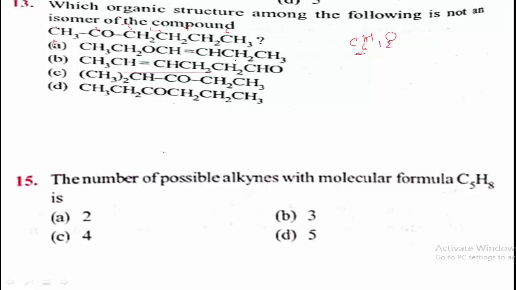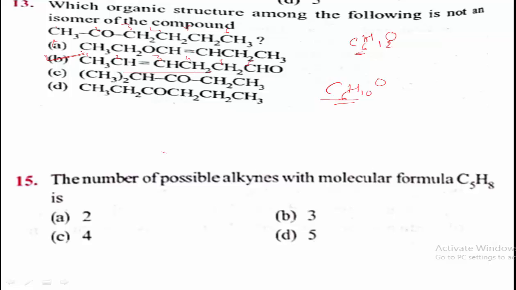But when you come to option B, what is the molecular formula here? Just observe. I write the total number of carbon atoms in B. Here 1, 2, 3, 4, 5, 6. Yes, C6. Number of hydrogen: here 3, 4, 5, 6, 7, 8, 9, 10. Only 10 hydrogen atoms with 1 oxygen. Therefore, option B is not an isomer of the compound containing molecular formula C6H12O. Therefore, option B is the right answer.